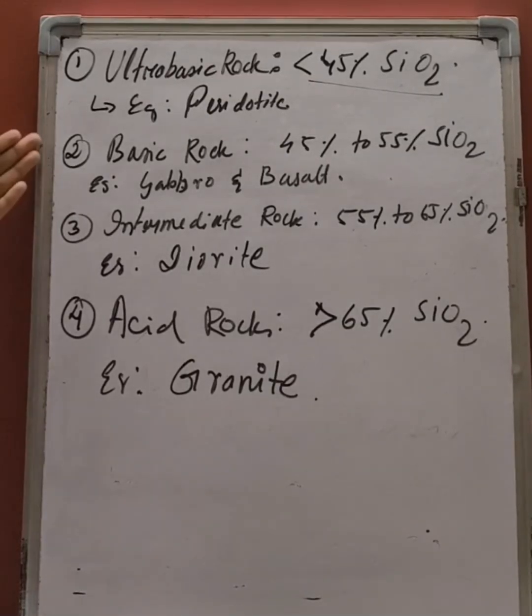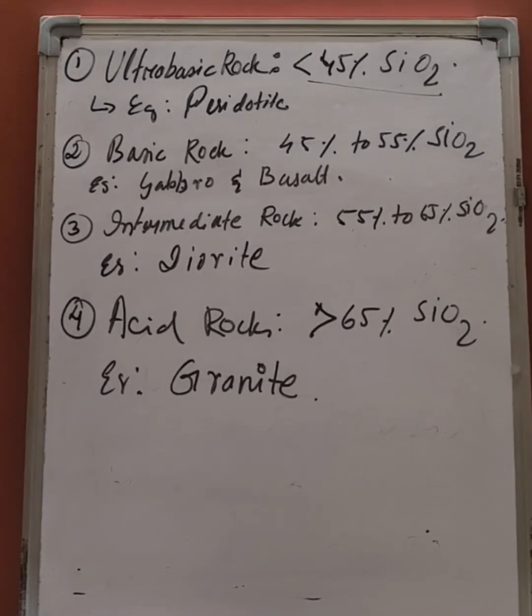So these are the four types of igneous rocks, whose composition depends upon the chemical composition of the magma from which they were formed. Based on this, there are four types: ultrabasic, basic, intermediate, and acidic rocks. These are the four main types.